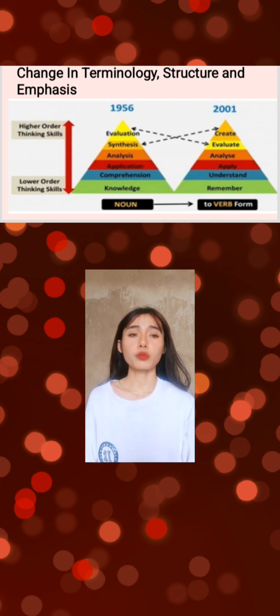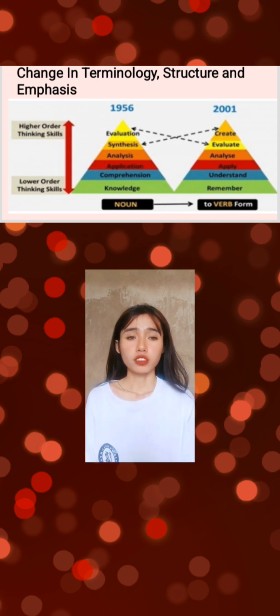So, Bloom's Taxonomy is a hierarchical classification system for educational learning objectives designed to promote higher order thinking skills. It was initially developed in 1956 by Benjamin Bloom and a group of educators and later revised in 2001 by Lorin Anderson and David Krathwohl. The taxonomy categorized cognitive processes into six levels, arranged in order of increasing complexity.